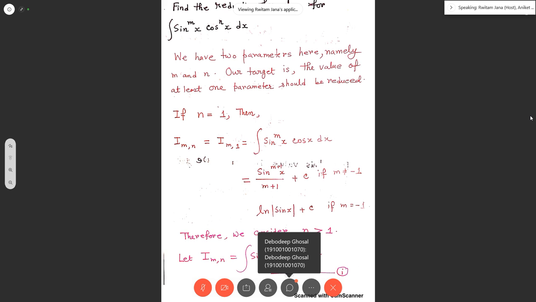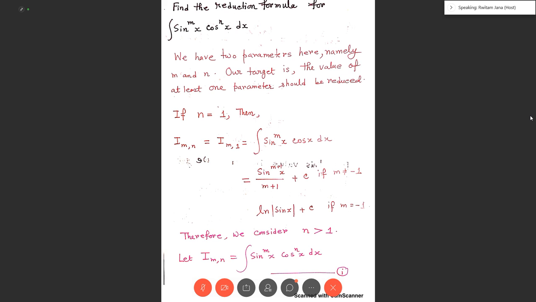In the previous part, I solved the integration of sine to the power n x cos to the power n x, but here you have to find the reduction formula for an integrand which involves two parameters, not a single parameter. That is, here I have two parameters, namely m and n. Our target is to reduce the value of at least one parameter, say m or n.